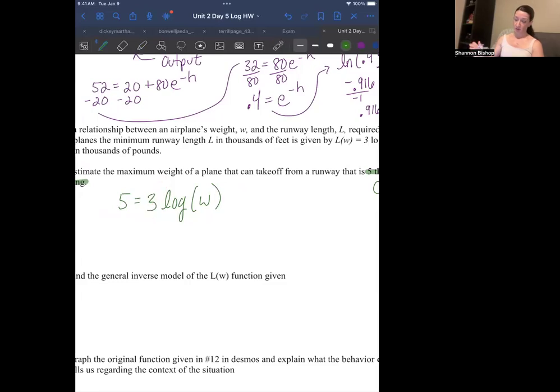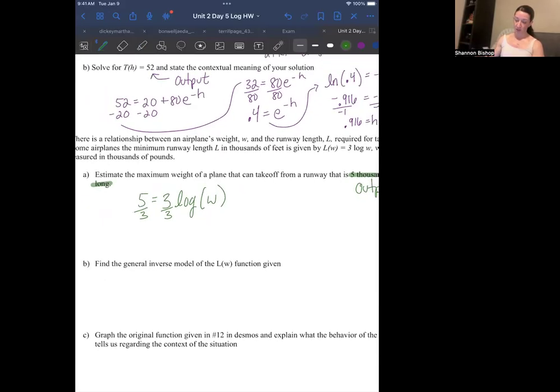So that's why, similar to before, the first thing we're going to do is get rid of that 3. So I'm going to divide it off, inverse operation of multiplication. So now I've got 5/3 equals log of W. And now this is where you're officially feeling that stuckness again, if you will. You've got base 10, exponent 5/3, result W. You're like, what do I do?